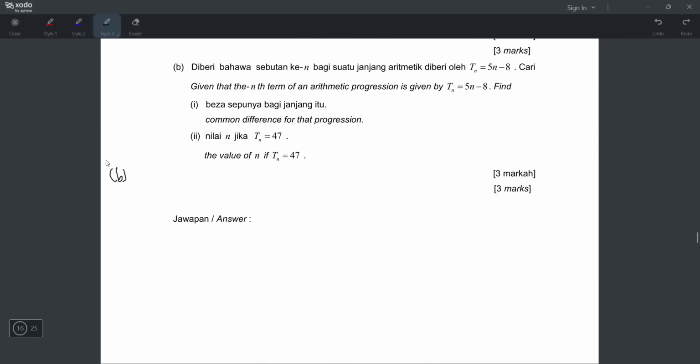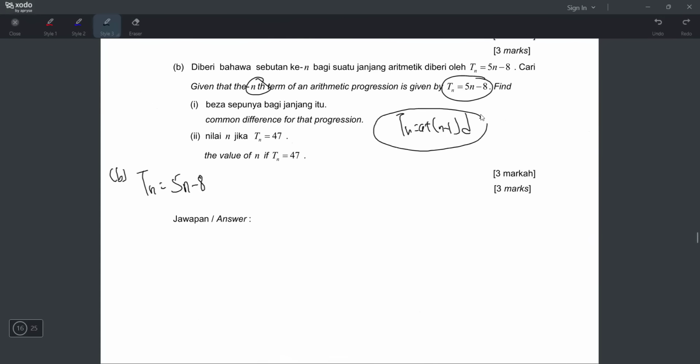Okay, I'll do my B down here. Given that the nth term of an arithmetic progression is given by this. Okay, if they give us their own Tn formula, then we should use the formula yang dia bagi. I know you memorized one Tn formula yourself, which is Tn equals a plus n minus 1 d, right? But for soalan yang macam ni, yang bagi formula dia sendiri, kita kena guna formula yang dia bagi.